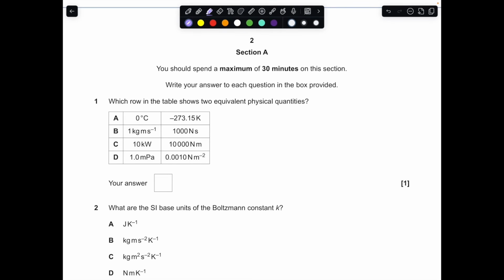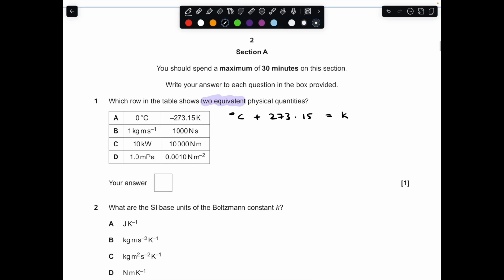Question number 1, which row in the table shows two equivalent physical quantities? So for the first one, it's 0 degrees Celsius or minus 273.15 kelvins, which is incorrect because we know that degrees Celsius plus 273.15 is equal to kelvins, so that's out.